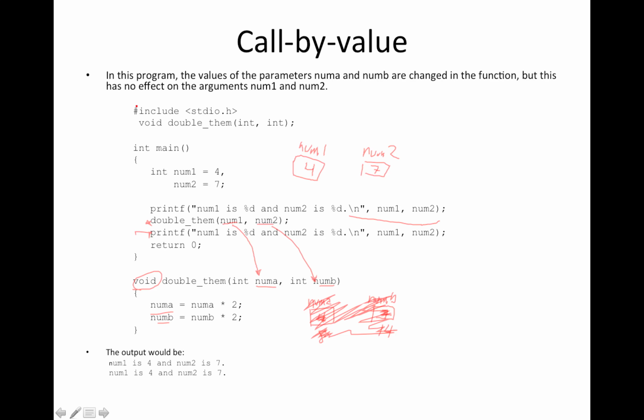So we're back in main and we print num1 and num2. Num1 is still 4 and num2 is still 7. So that is what is called the call by value method of passing arguments to functions. So a question might be, what if we actually wanted the function to change the values of the variables num1 and num2? Obviously, this call by value method doesn't work.